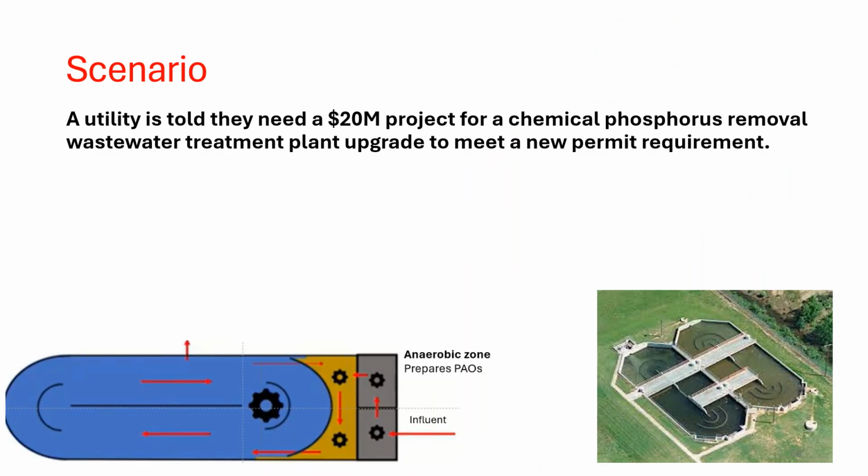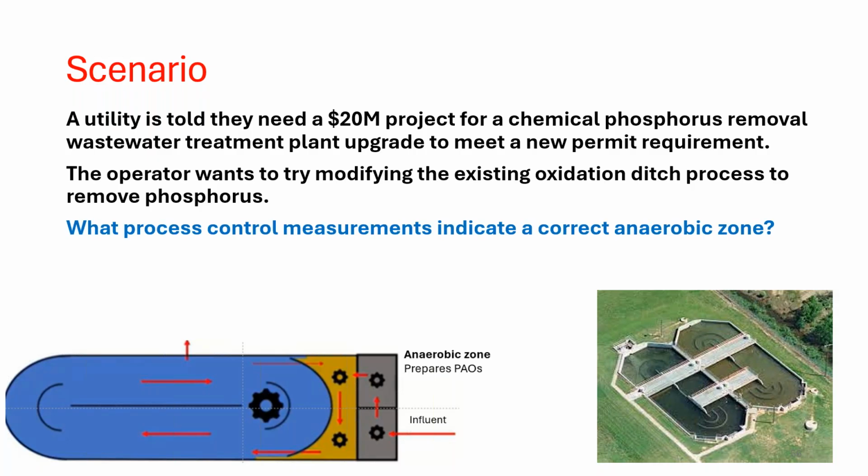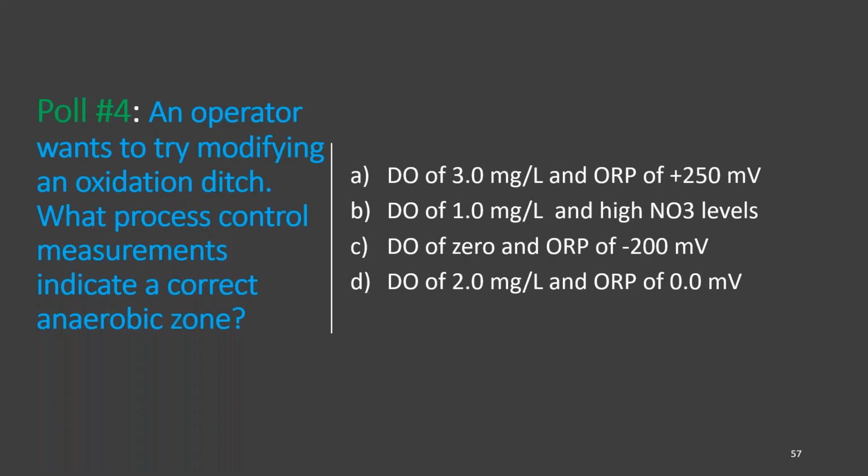And finally, we have a final poll here that I'll let Owen bring up, and I'll be open for questions. And this is just asking: if you want to modify your process to create an anaerobic zone, which of the following would be the right process control measurements to know that you have an adequate anaerobic zone?